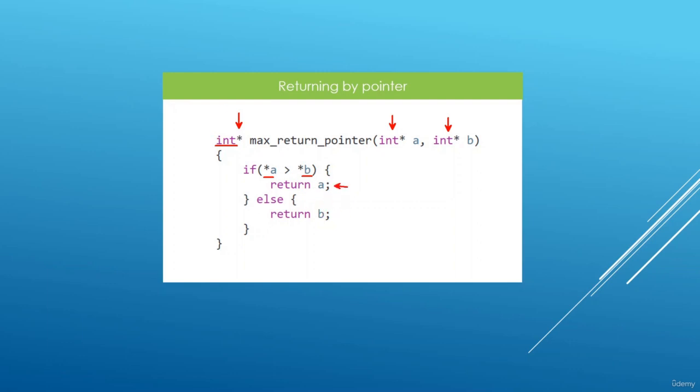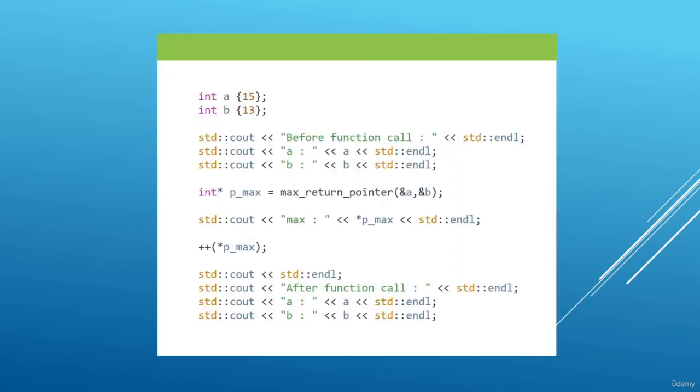You see that we return A, and A is a pointer here, and we return B, and B is a pointer as you see on top here. This is how we can use pointers to return data from functions. Okay, this is the definition of the function. Let's look at how you would use this.